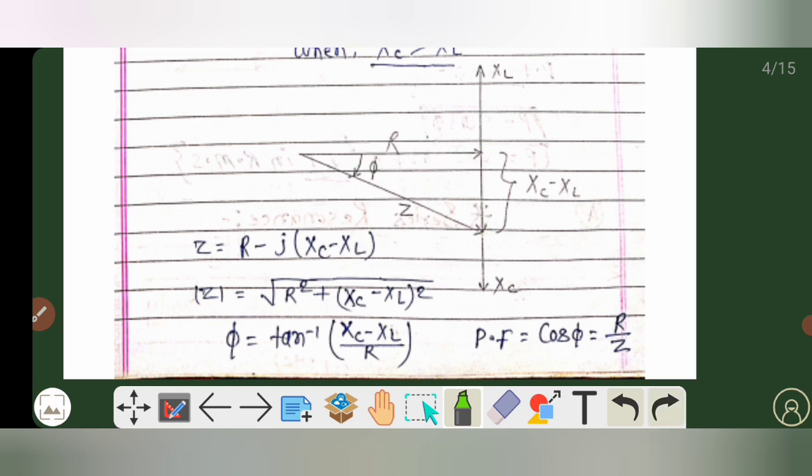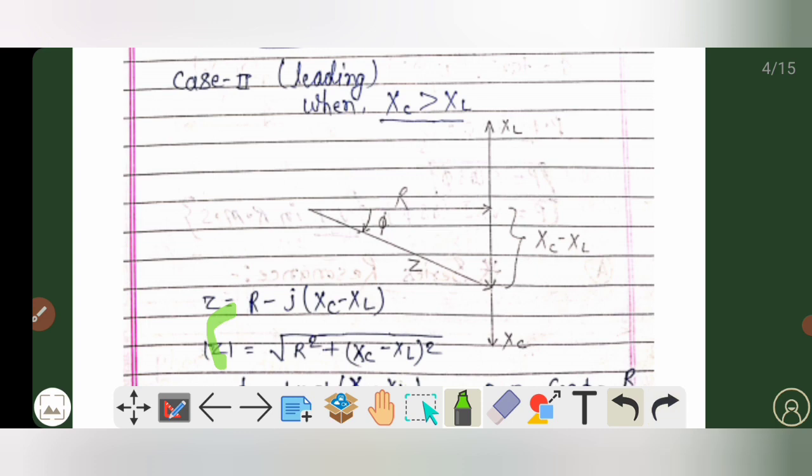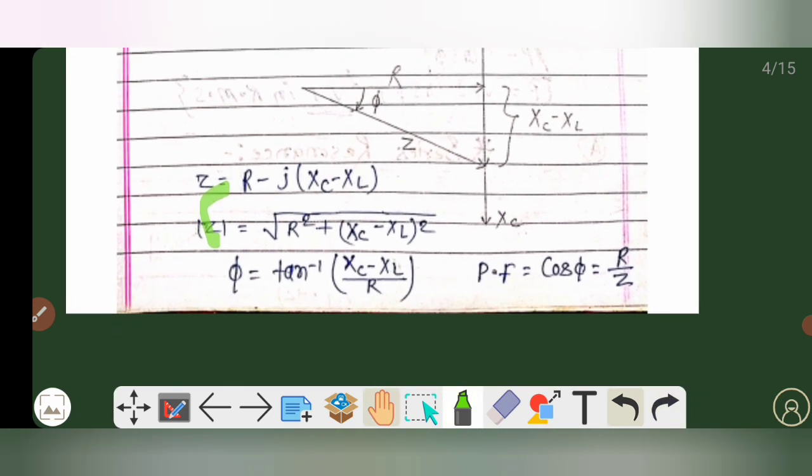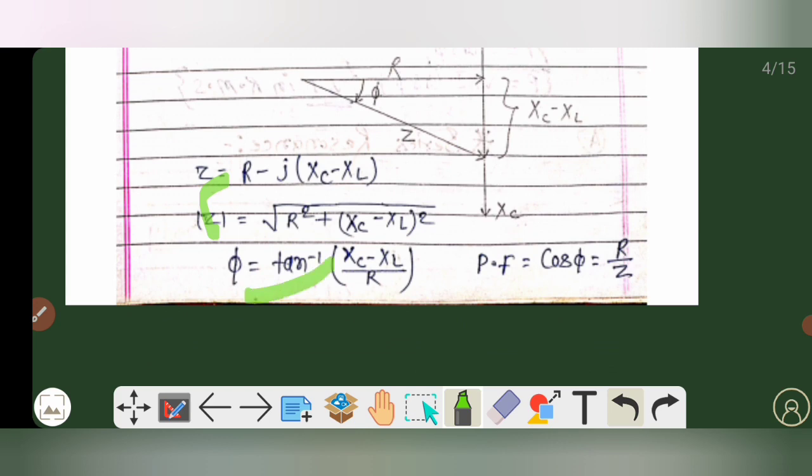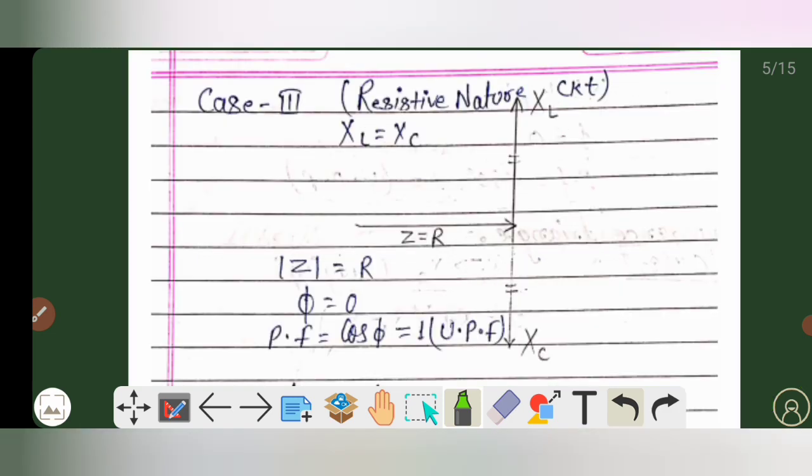And now my dear friends, if you want to calculate the value of phi from here, then that will basically come out to be, as you can see here, tan inverse (XC minus XL) by R. And in the same way, my dear friends, if you want to calculate the value of power factor, that is cos phi, from this triangle, then that will basically come out to be R by Z, as you can see here.